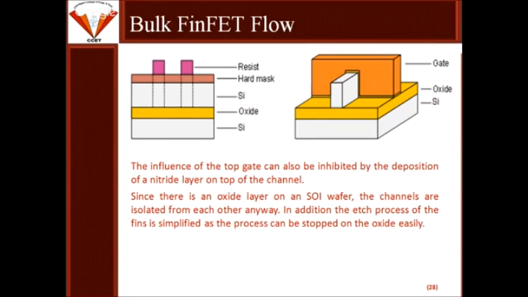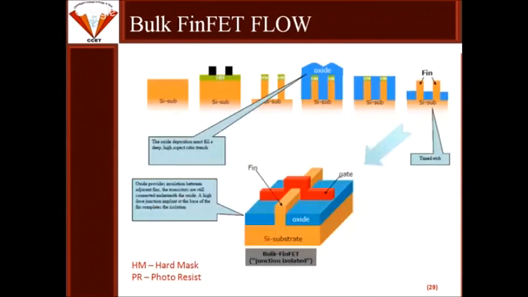So overall, if you look at the bulk FinFET flow, the influence of the top gate can also be inhibited by the deposition of a nitride layer on the top of the channel, as I told you. Since there is an oxide layer on an SOI wafer, the channels are isolated from each other anyway. In addition, the etch process of the fins is simplified, as the process can be stopped on the oxide easily. So this is overall the bulk FinFET flow: we had the substrate, then hard mask, photoresist, then the etching process, then oxide deposition, and then fin and gate creation.